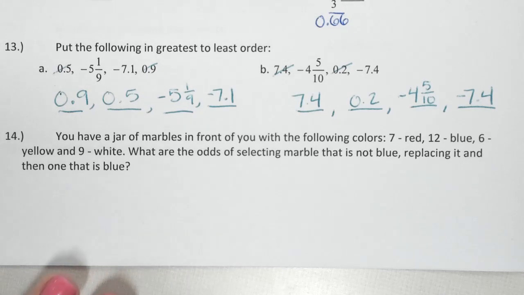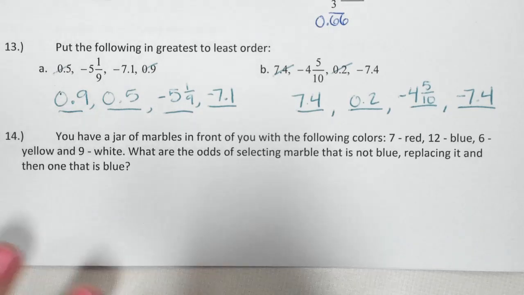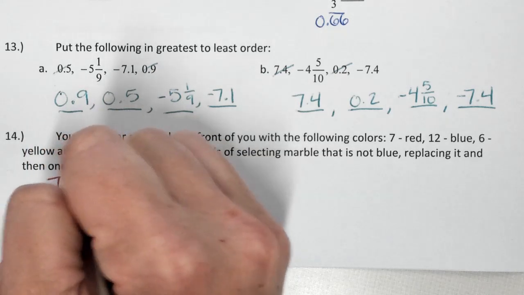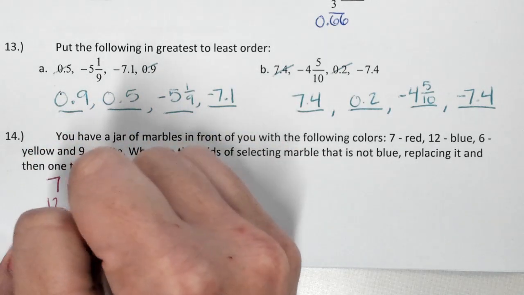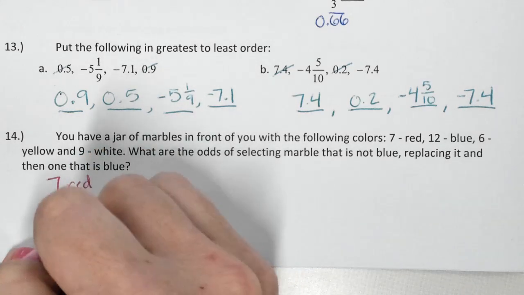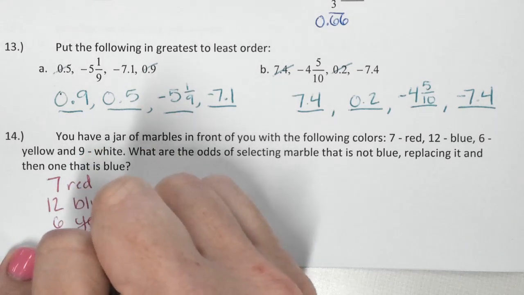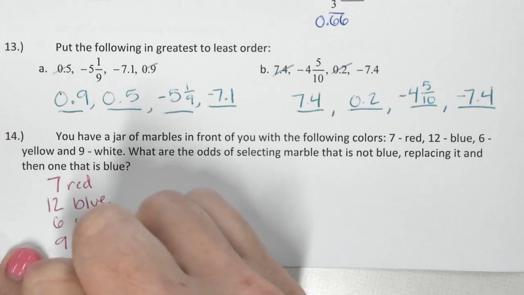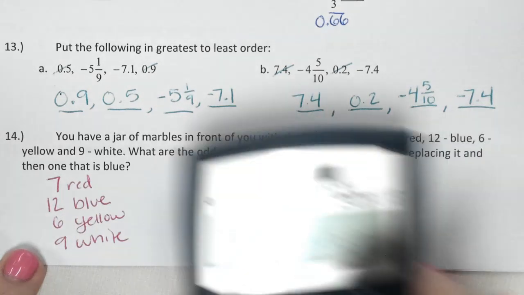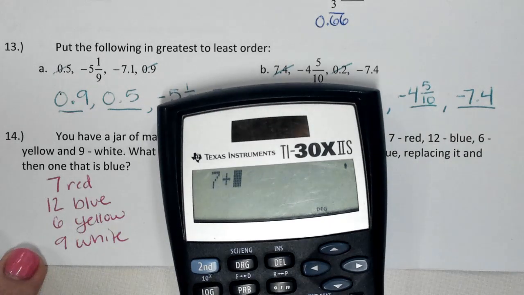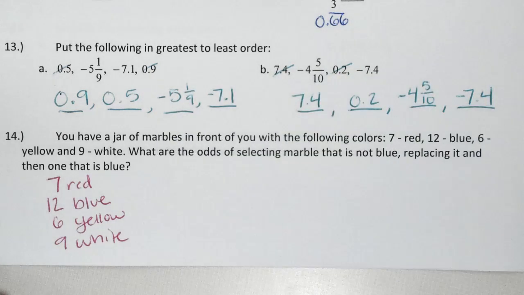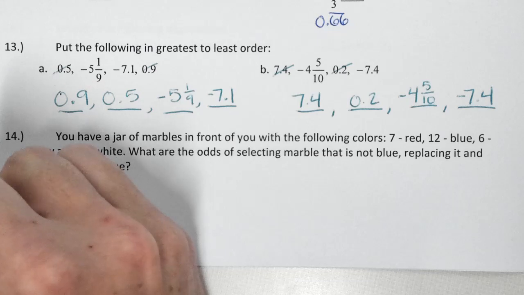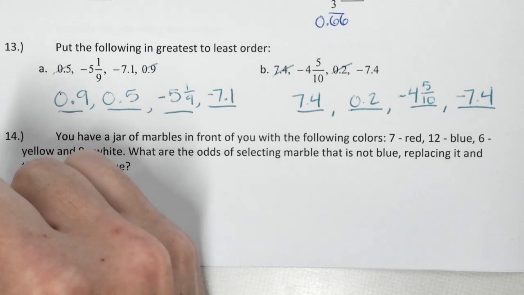Okay, you have a jar of marbles in front of you with the following colors. So we have 7 red. I like to always label mine on the side. 12 blue. 6 yellow. And 9 white. Which I need to figure out the total. So 7 plus 12 plus 6 plus 9 is 34 total. So I have 34 total.